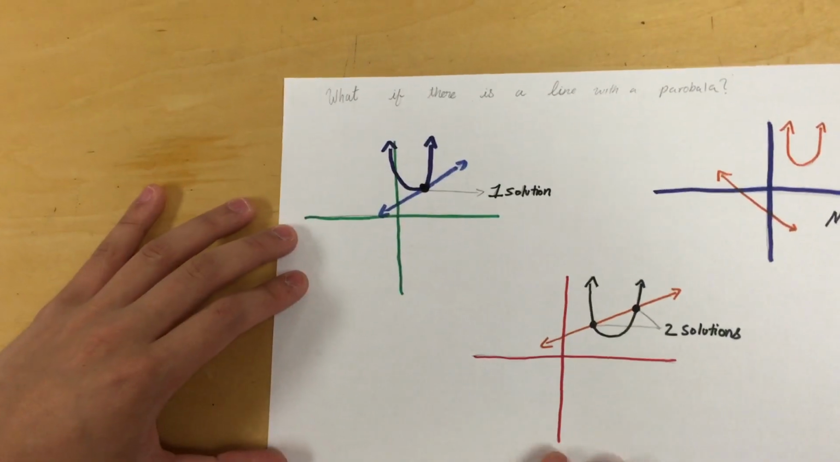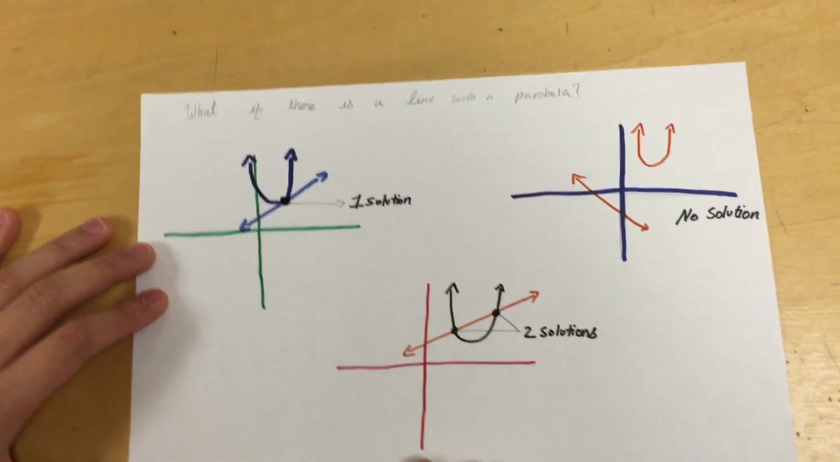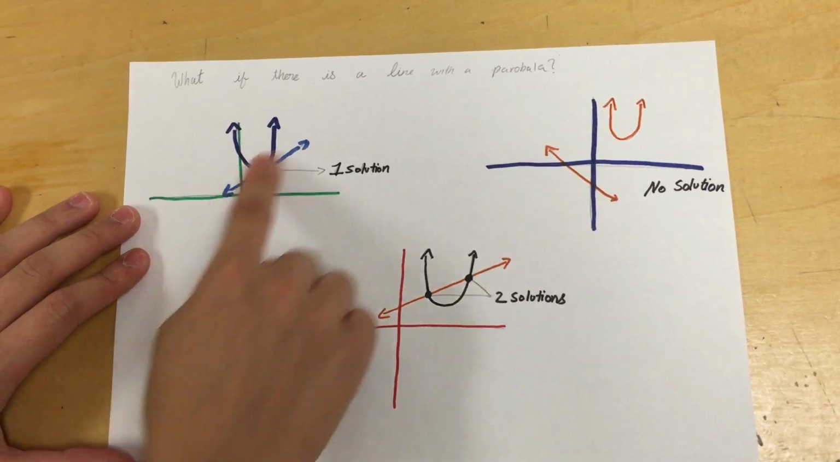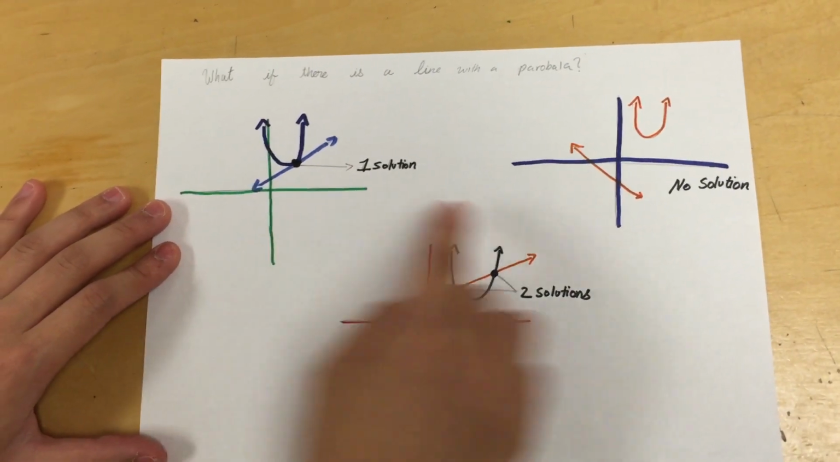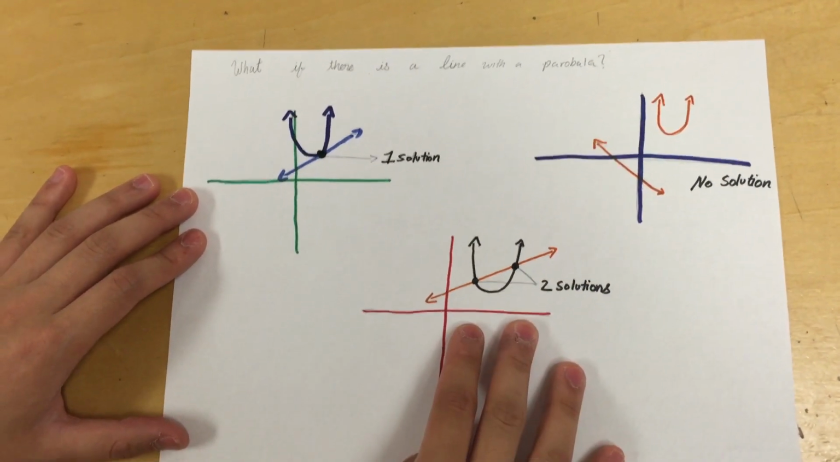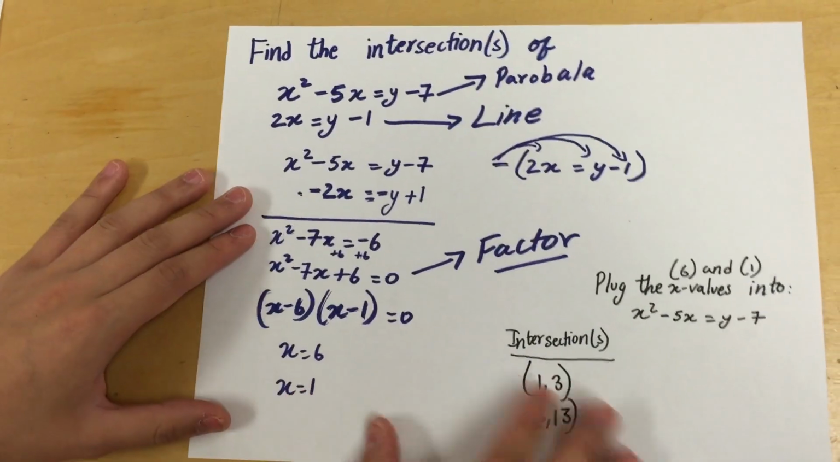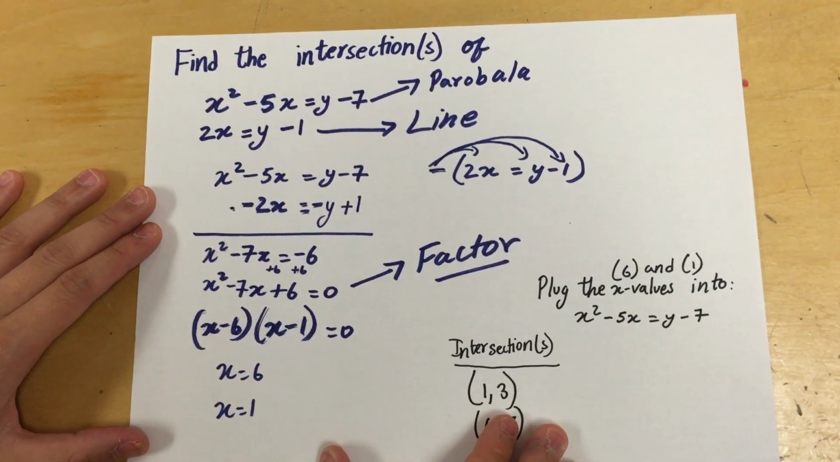Now what if there's a line and a parabola as opposed to two lines? There are many solutions to a line and parabola. You can have one solution, no solution, or two separate solutions. To find the solutions, you must find where the line and parabola intersect.